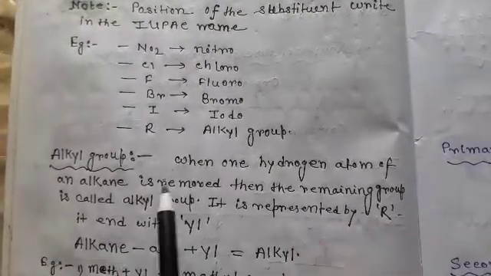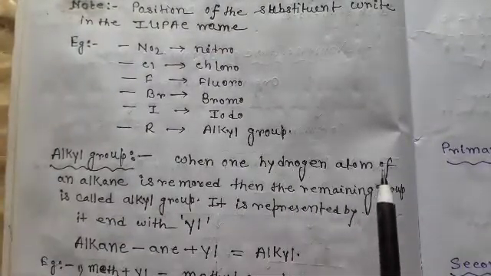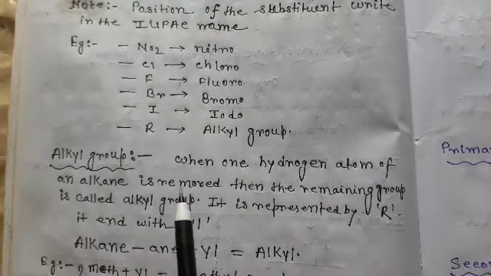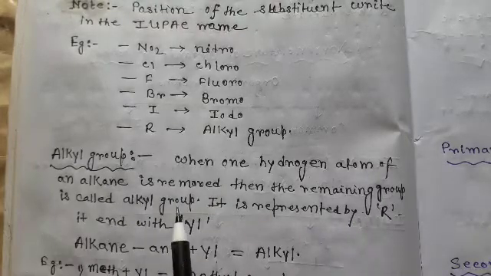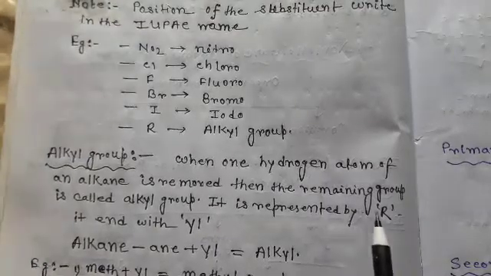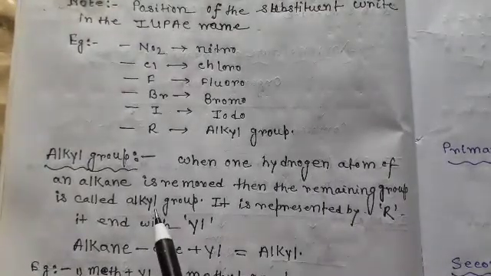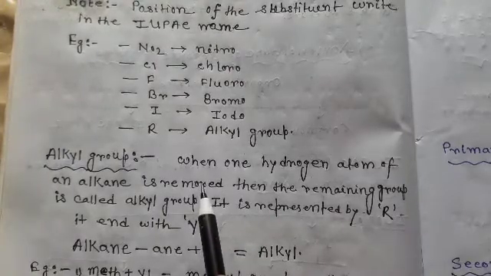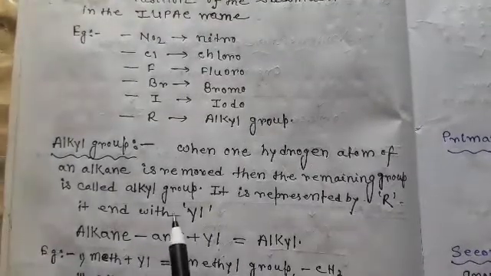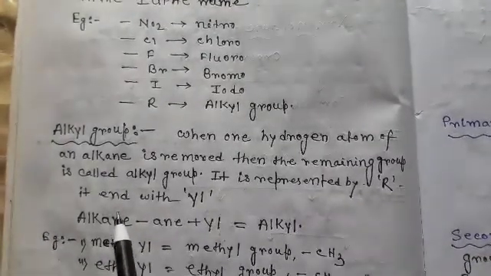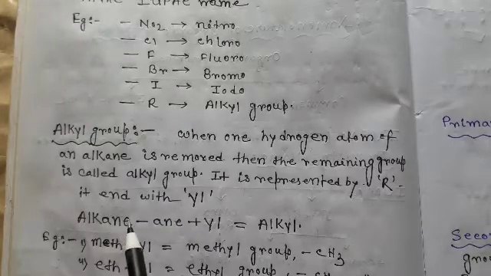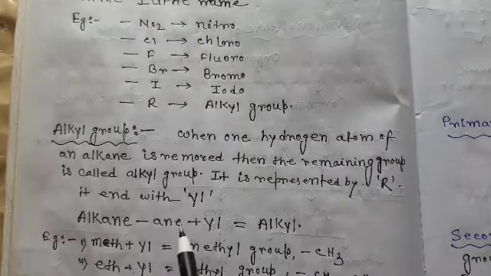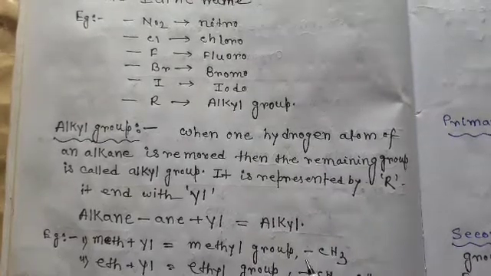What is the alkyl group? When one hydrogen atom of an alkane is removed, the remaining group is called an alkyl group. It is represented by R. That means if one hydrogen is removed from an alkane, it forms an alkyl group. It ends with the letters YL. When the alkane loses one hydrogen, it also drops the letters ANE and adds the letters YL, forming alkyl. That is the alkyl group.